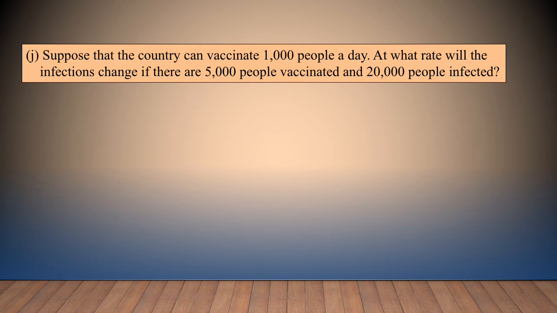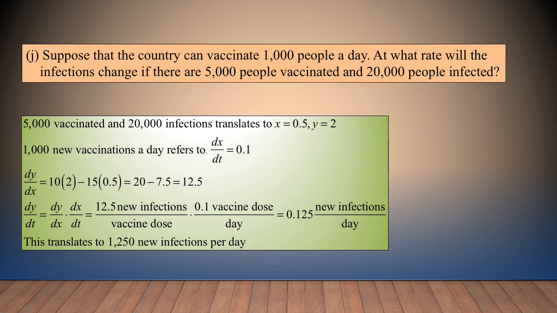Question J reads, suppose that the country can vaccinate 1,000 people a day. At what rate will the infections change if there are 5,000 people vaccinated and 20,000 people infected? We now add in the concept of time, making this a related rates problem. First, we need to get our numbers according to the problem scale. 5,000 people vaccinated, 20,000 infections translates to x is equal to 0.5 and y equal to 2. 1,000 new vaccinations a day refers to dx/dt is equal to 0.1.